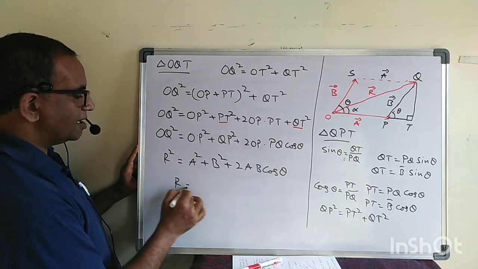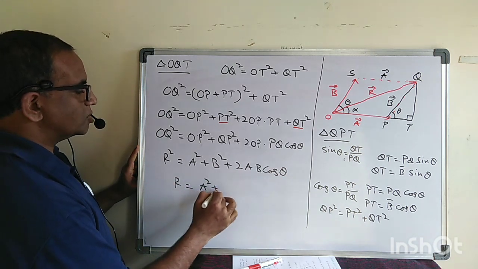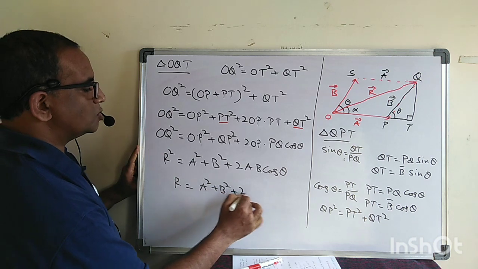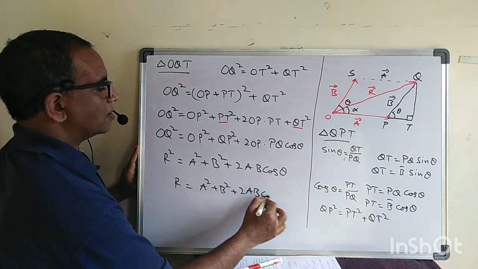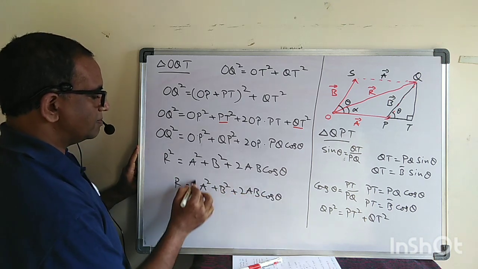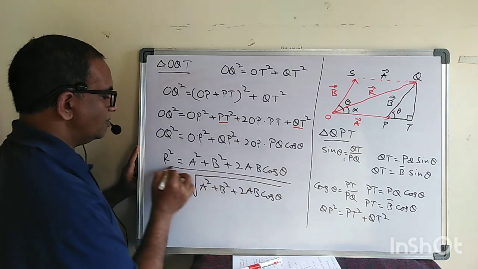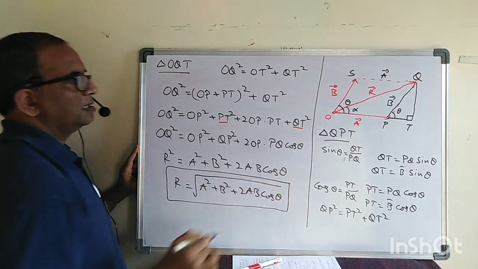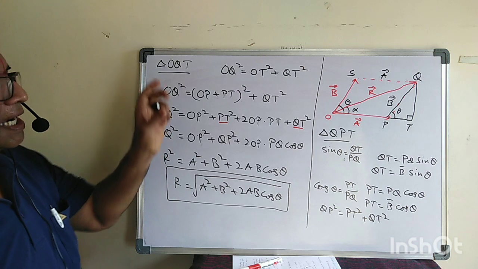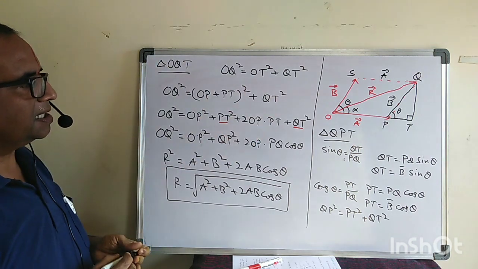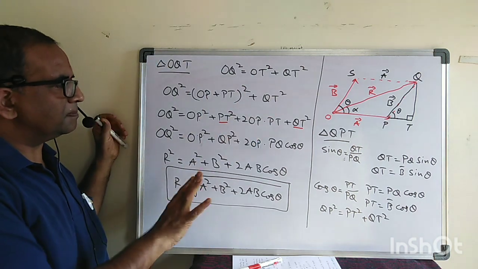Or the resultant can also be written as the square root of A square plus B square plus 2AB cos theta. So this is how we can find the resultant of two vectors acting at a point. It's very simple, we can do this very simply.